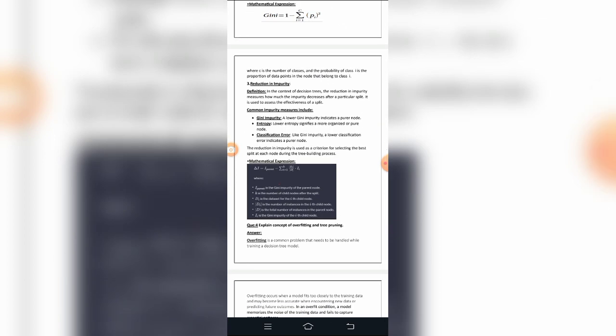Where C is the number of classes and probability of class i is the portion of data points in the node that belongs to class i.